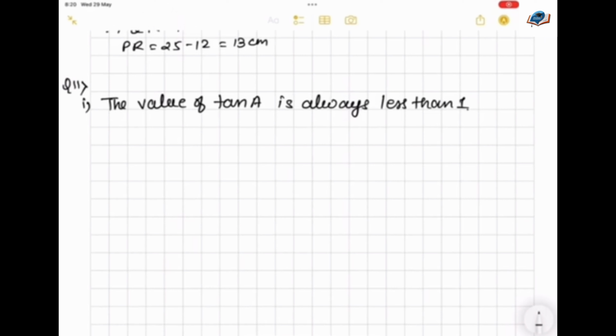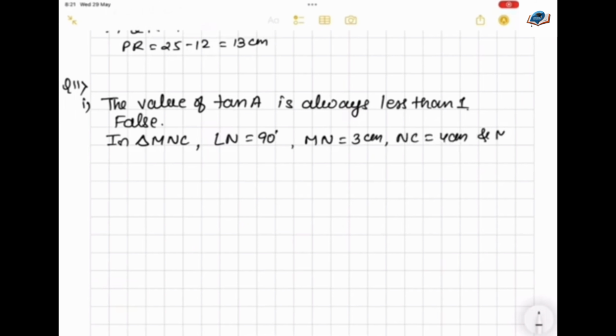Now 11th sum is the value of tan A is always less than 1. Just say true or false and justify your answer. False, because in triangle MNC, angle N equal to 90 degree, MN equal to 3 centimeter, NC equal to 4 centimeter, and MC equal to 5 centimeter. Tan M will be 4 by 3, which is greater than 1. Whatever you write, both are correct.